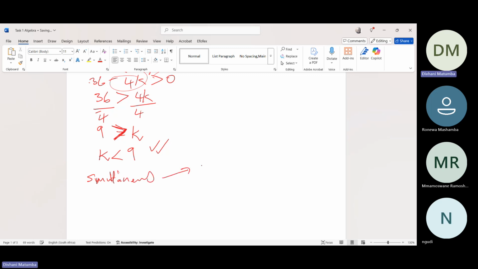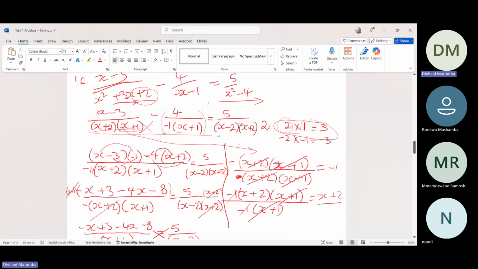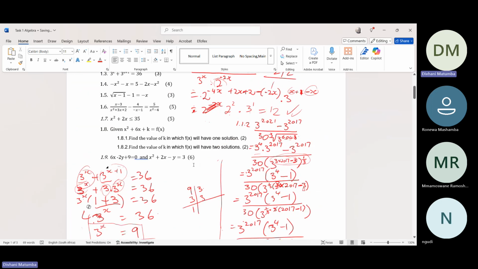Okay, the first method will be, which method do you use? Because unfortunately, I only use substitution. There's other methods like elimination, but I prefer to use substitution because it works most of the times. And I find it to be very easy.